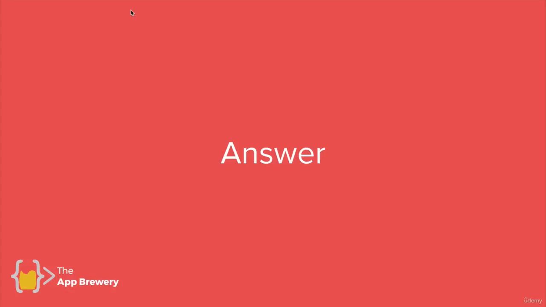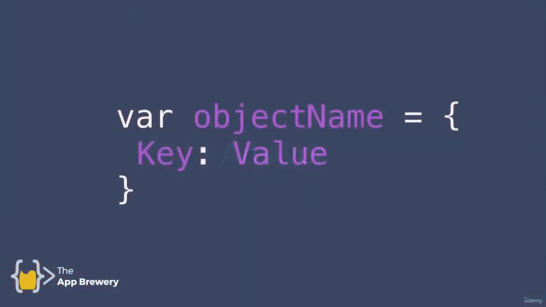All right, so here's the answer to the challenge. Now, if you had any trouble trying to figure out how to create an object in JavaScript, then you would have come across the syntax for an object that looks something like this. So you would start with the keyword var to show that you're creating a new variable. Then you would give that variable a name, whatever it is that you wish.